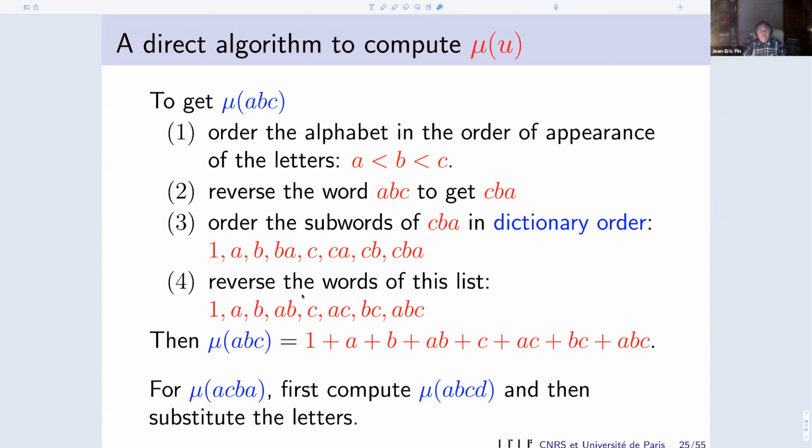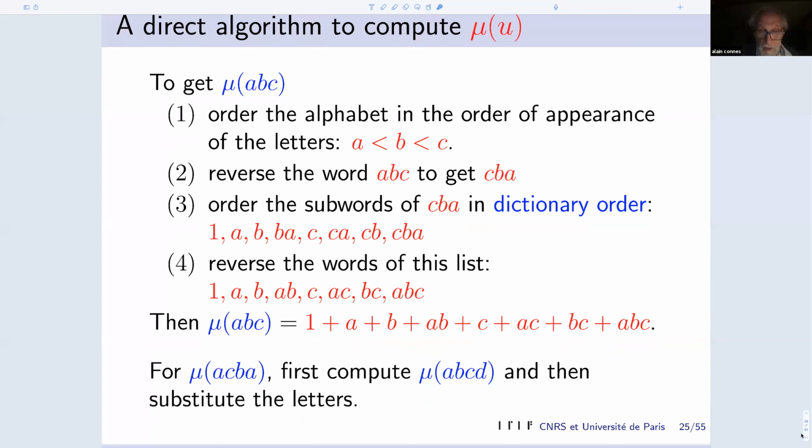Now you take this list and you reverse each of the words in this list. So BA becomes AB, CA becomes AC, and so on. CBA becomes ABC. And now you sum this list: 1 plus A plus B plus AB plus C plus AC plus BC plus ABC, and you get mu of ABC. If you want to compute mu of ABCD, you first compute mu of A, B, C, D, and then you substitute the letters. So this is the practical trick to compute this.